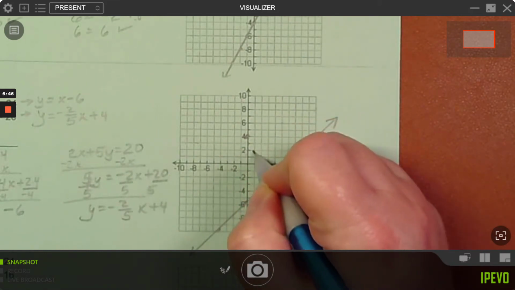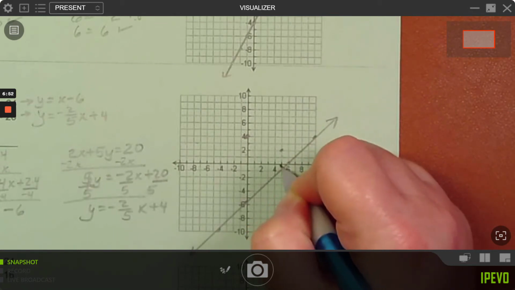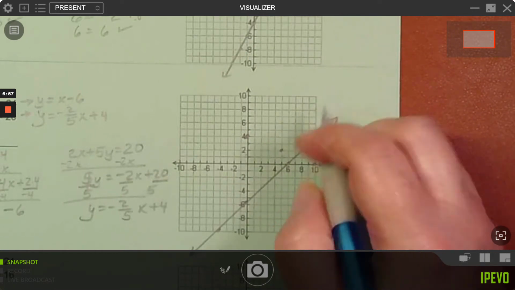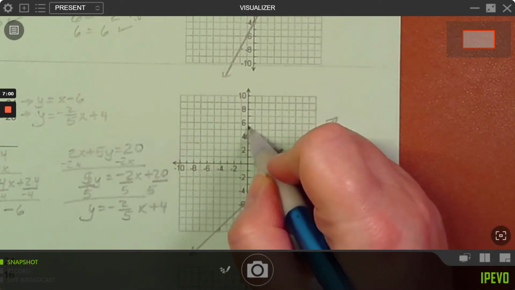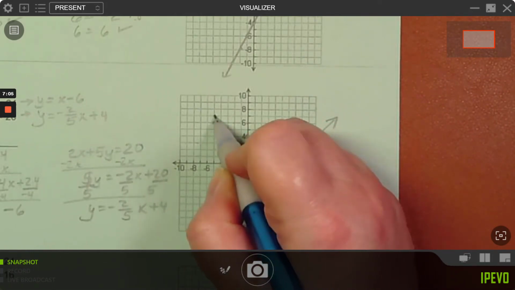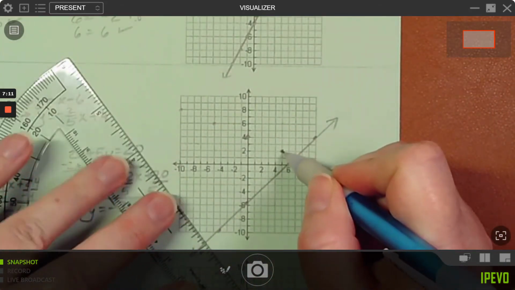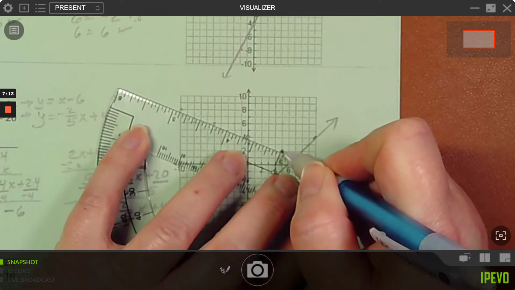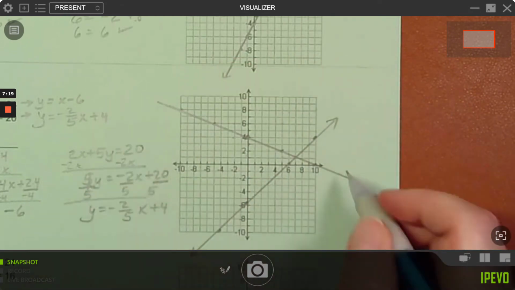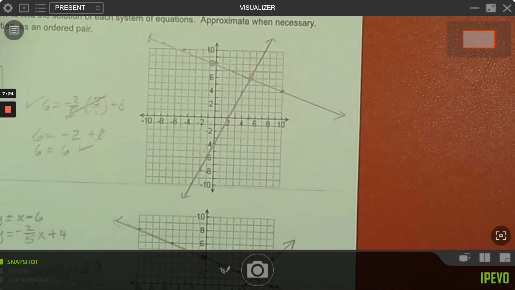So down 2, right 5. And it looks like we'll have to approximate here. So up 2, left 5. Okay, so that is not quite going through an exact point. Let's see. It's pretty close though.